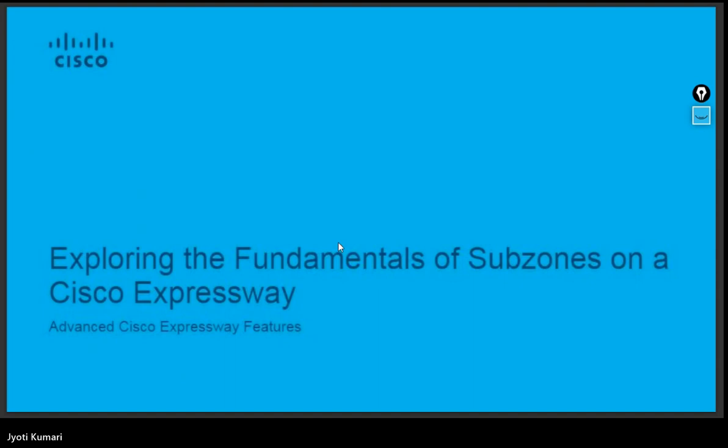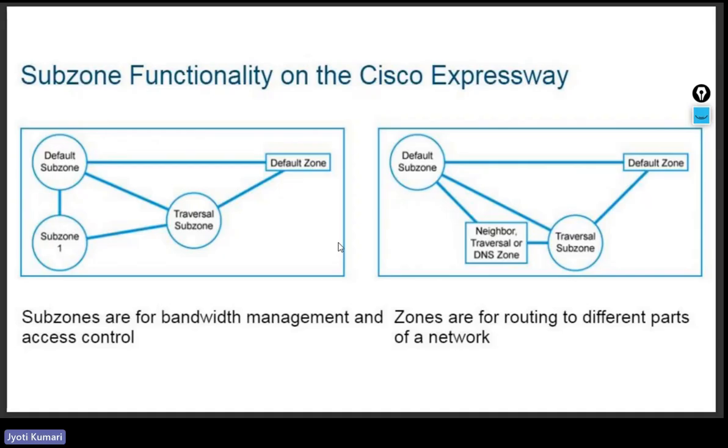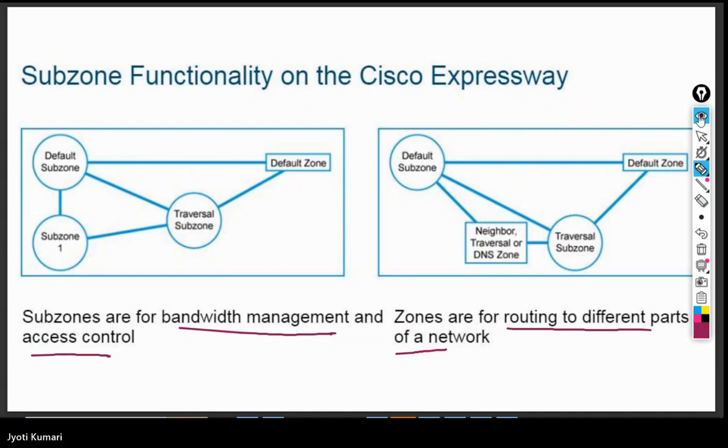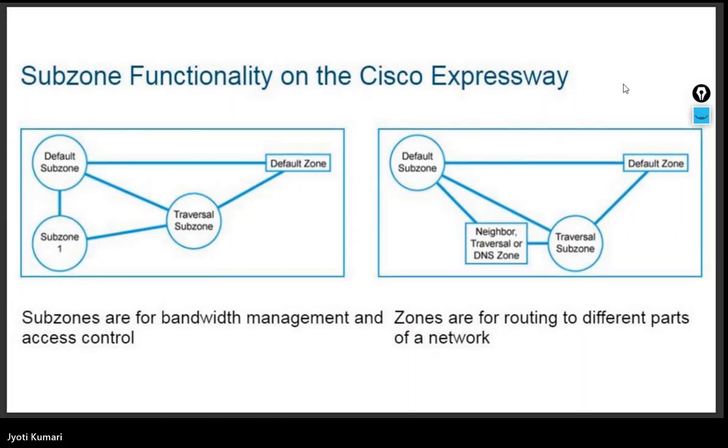All right, so this is about the subzone functionality on Expressway. As we discussed, subzones are for bandwidth management and access control. Zones are for routing to different parts of a network. This is something to know as a difference, because sometimes there is a lot of confusion between zones and subzones. Zones and subzones exist within Expressway, but for different purposes.